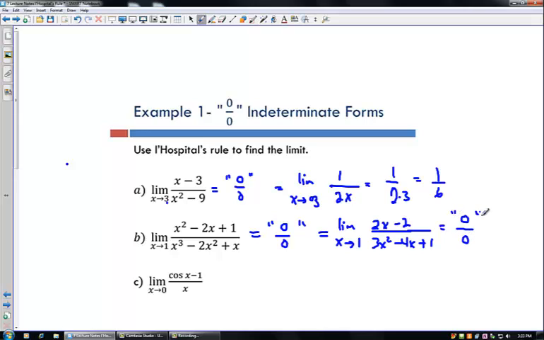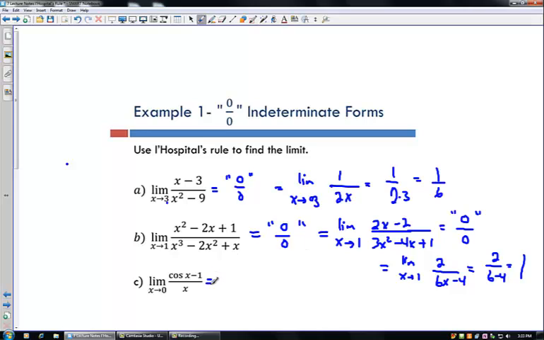So you get 0 over 0, an indeterminate form again, which means you can just, if you want, L'Hopital it again. So we're going to L'Hopital this one twice. And so this is equal to the limit as x goes to 1. And then on top, I'm going to get a 2, and then on the bottom, I'm going to get a 6x minus 4. And then I'm going to plug in 1, so I'm going to get 2 divided by 6 minus 4, which is 2 divided by 2, which is 1. So that answer is 1.